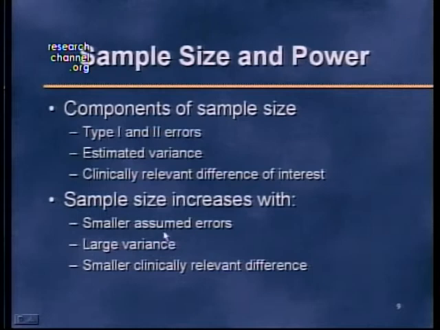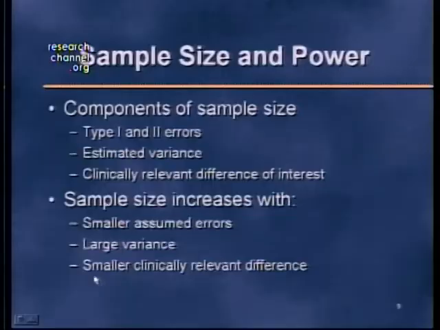So if we try to minimize our alpha and beta, the smaller we try to make those assumed errors, below 0.05 for alpha or below 0.2 for beta, we would need an increase in sample size. We also saw that the larger the variability in our observations, the larger the sample size would be required to be. And in order to detect a small clinically relevant difference, if we decrease the clinically relevant difference of interest, again, our sample size requirements would increase. So we saw those relationships.